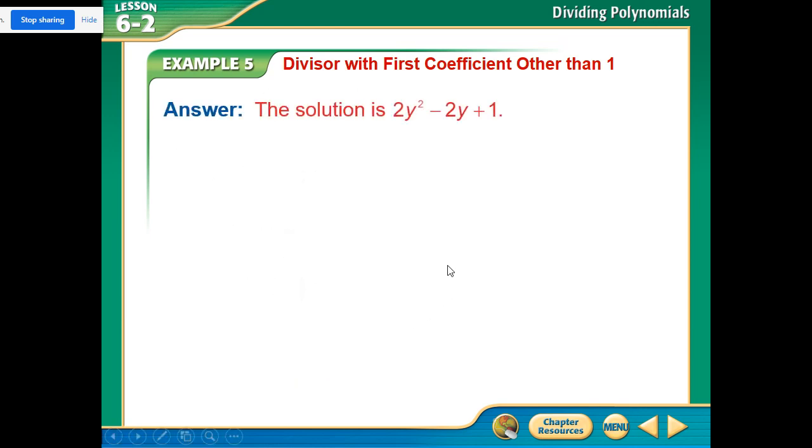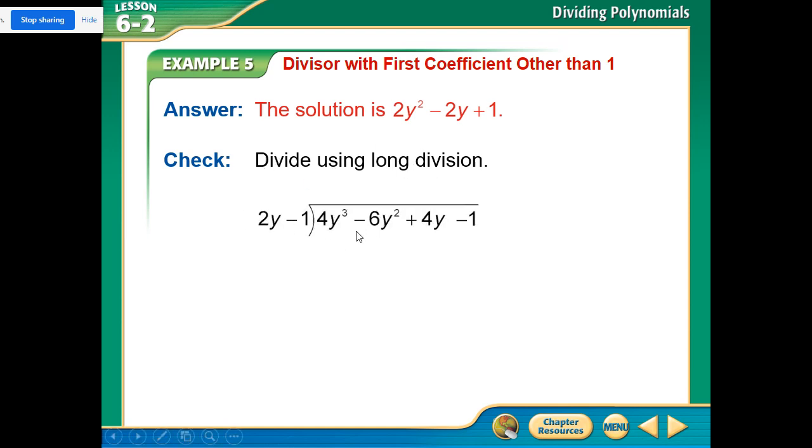Just to show you, because I know many of you want to, you can do the long division also. The nice thing about the long division is you don't have to divide that out. So we're just looking at 2y. What do we need to multiply 2y by to make 4y cubed? Well, that's 2y squared. 2y squared times 2y is 4y cubed. And 2y squared times negative 1 is negative 2y squared. Subtract them, and we get 4y. Bring down the other 4y.